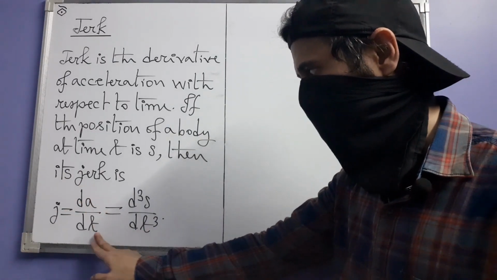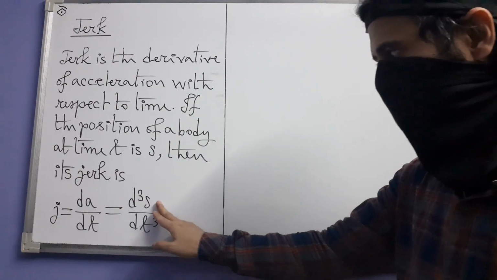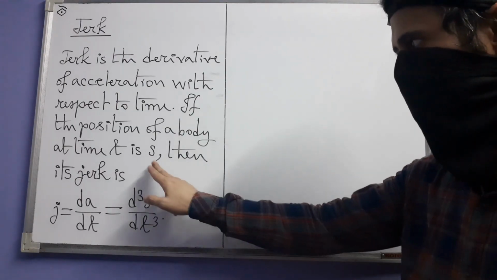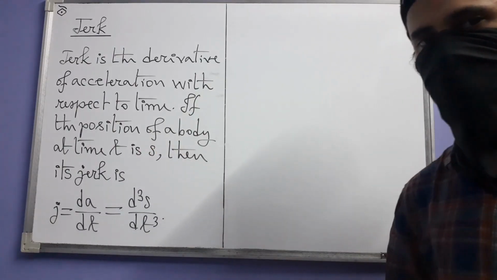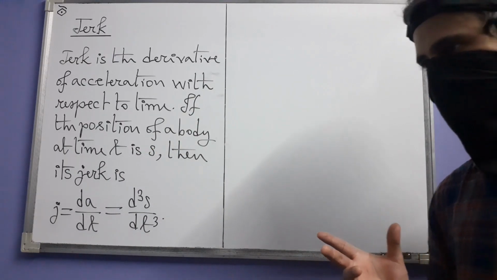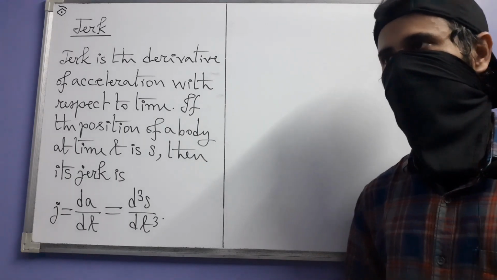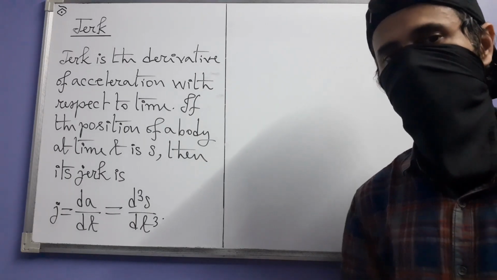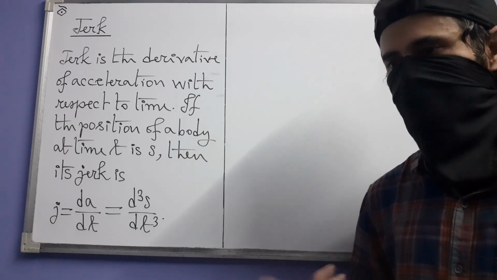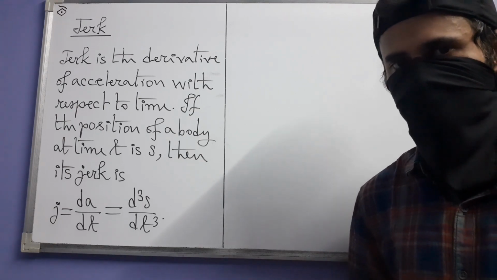So it's dA over dt, and that is the third derivative of position S with respect to time, if S is the position at time t of some body. Now this jerk is actually really a jerk. This is responsible for motion sickness that we all experience when we are traveling, say by car.